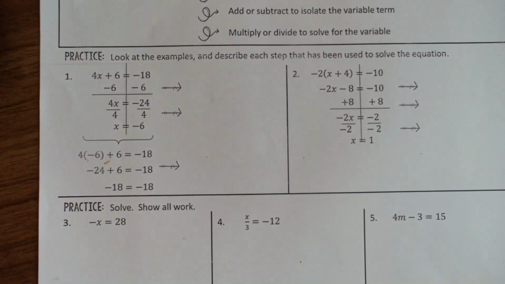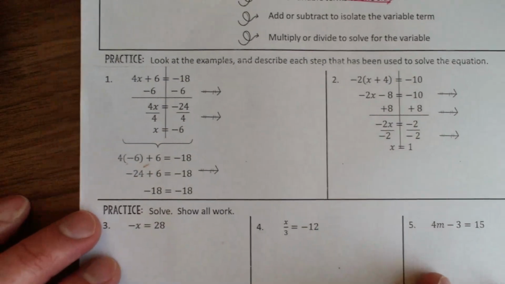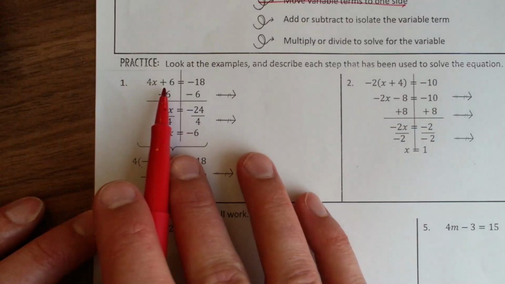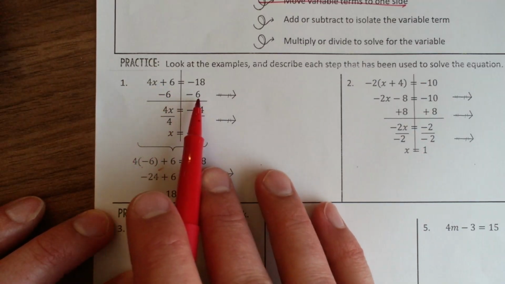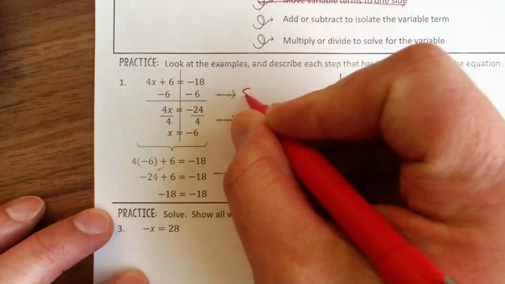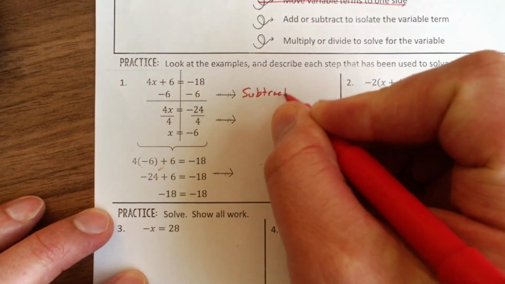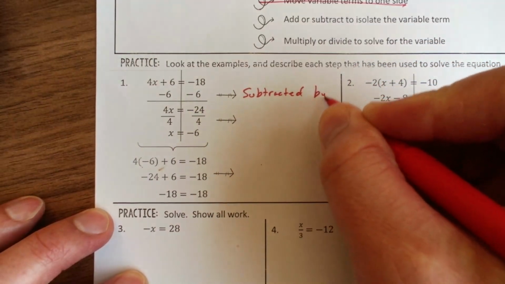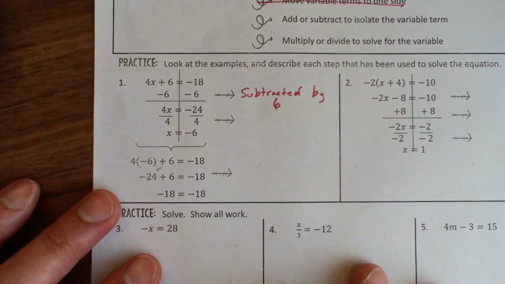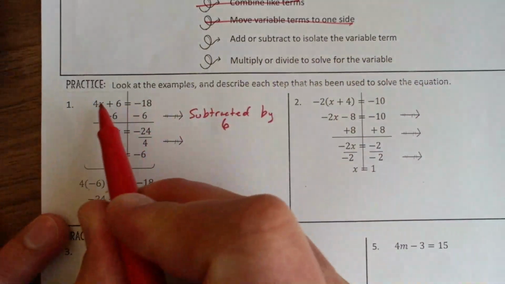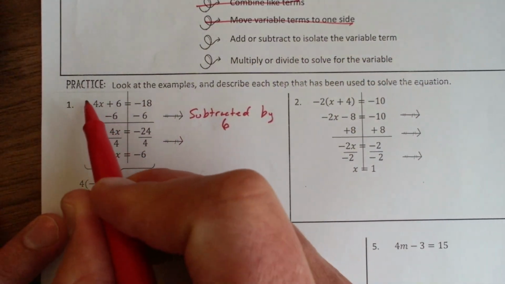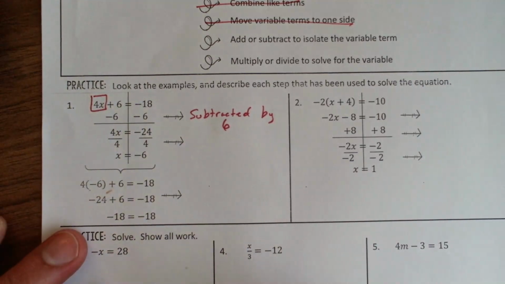So looking at this practice to start, what I want to look at is what operations and what things are being done in each step. So in problem number one right here, we have 4x plus 6 equals negative 18. What did they do right here? They subtracted by 6. The reason we add or subtract is to isolate the variable term, to get this thing by itself. That's what we need to first do, get x all by itself.